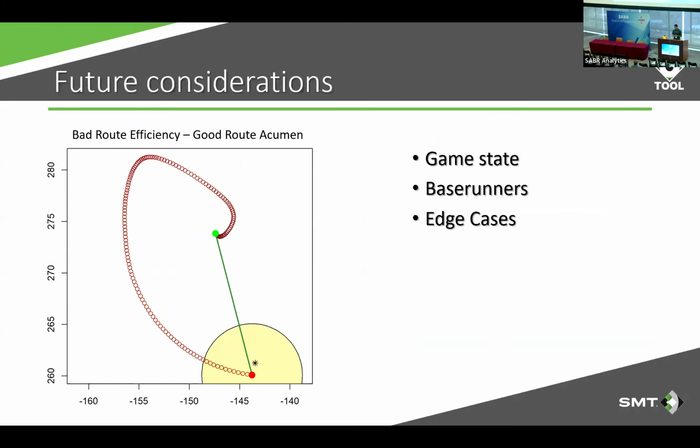The route acumen is still a developing and improving model. There's multiple things we want to consider implementing into our model, such as game state and base runners. We know a player will run a different route than he usually would if there's a player on third base that potentially has a chance to tag. And there's also edge cases that we've seen, such as this route on the left, where route acumen says this is a good route because of how consistent he's running, but using our own discretion, we can say that it's not that great of a route.